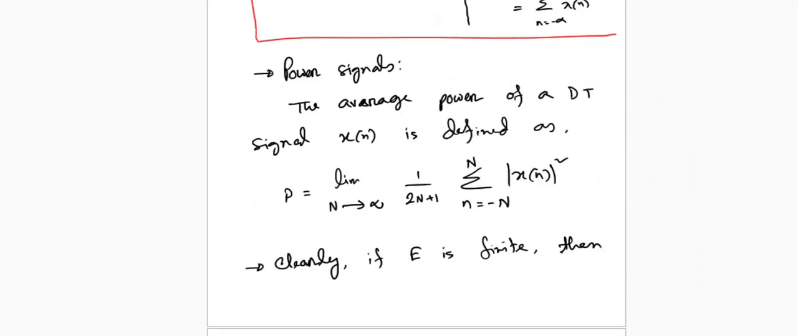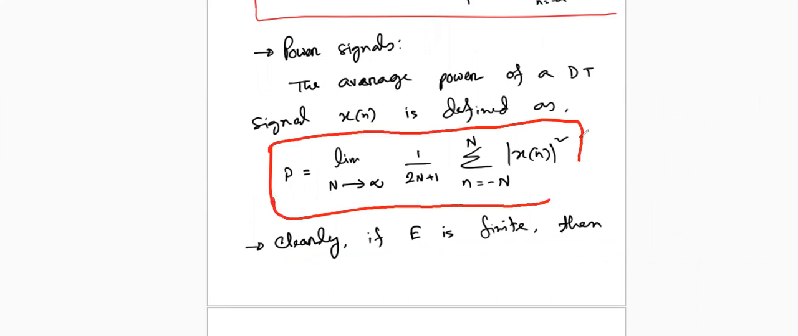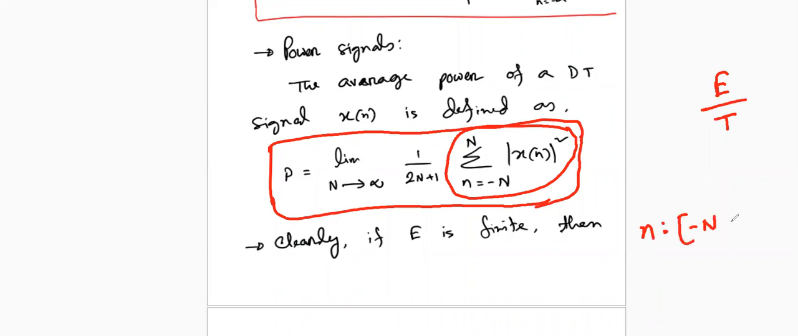What about the power signal? Similar to that, the power signal can be represented by this equation from the convention. We also know that we have the energy divided by time period. So we have this energy, this is an energy signal, and divided by time. What is the time? Time is from minus capital N to plus capital N. So what is the total time period?